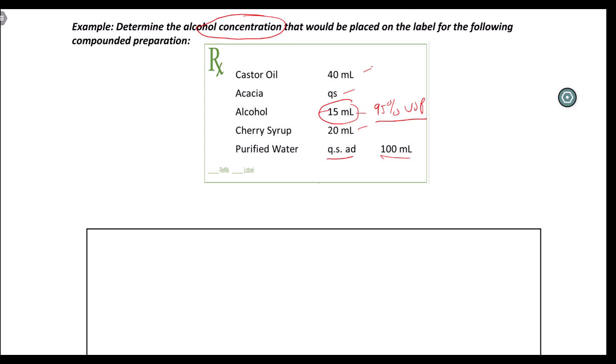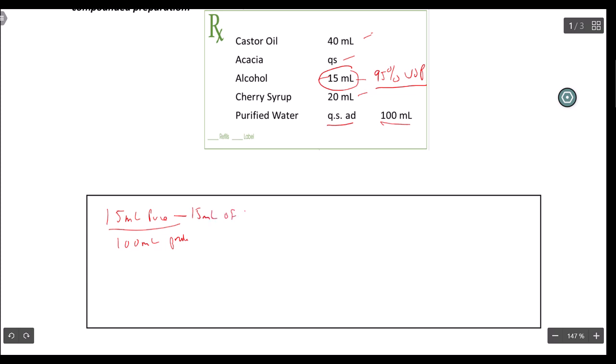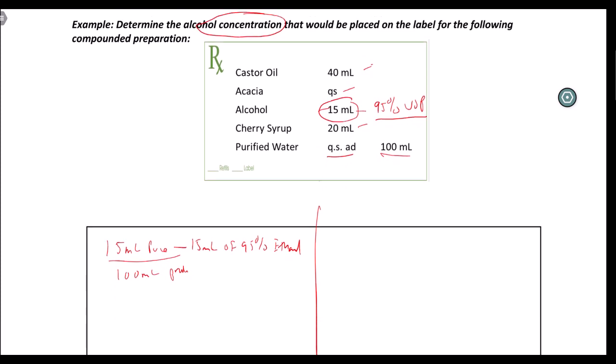Do not say that there are 15 mLs of pure alcohol in 100 mLs of the product, right? Because this is not 15 mLs of pure alcohol. This is 15 mLs of the 95% alcohol, the 95% ethanol. So in order to say what the label will list, you would say that you've got 95 mLs of ethanol in every 100 mLs of this USP alcohol that you have.